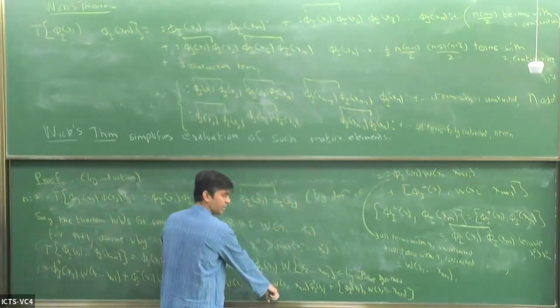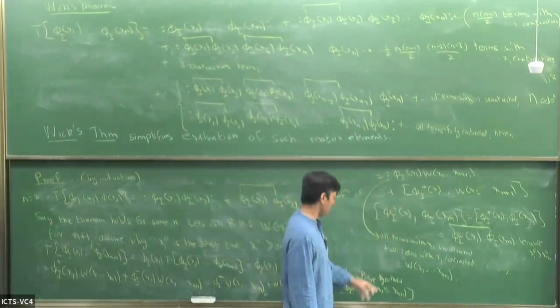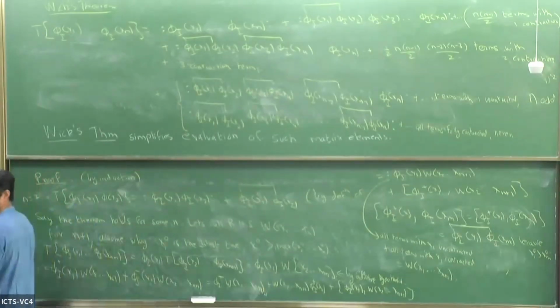Can you see? Yes. Those two terms are the normal ordered product of phi I with W. Oh, okay, now I got it. These two are the normal ordered product, and then there's an additional commutator, which is this term. Right. Yeah, got it. Thank you, sir. Fine. Okay, good.